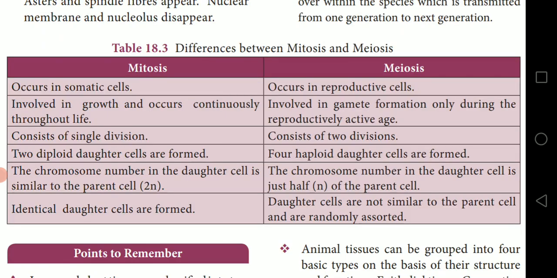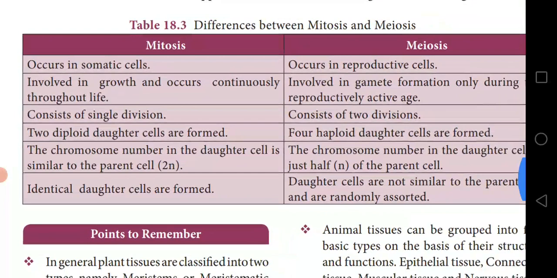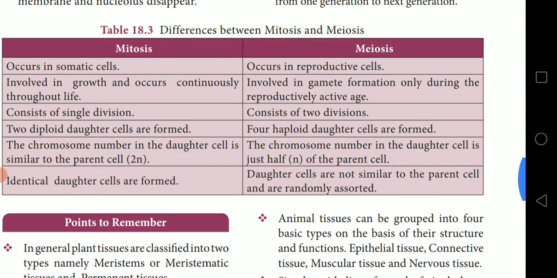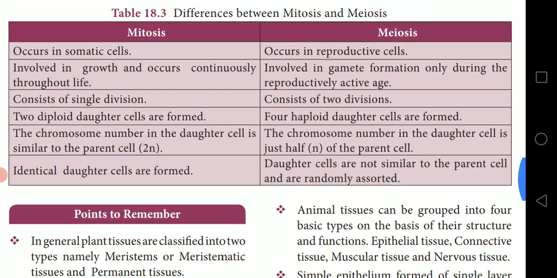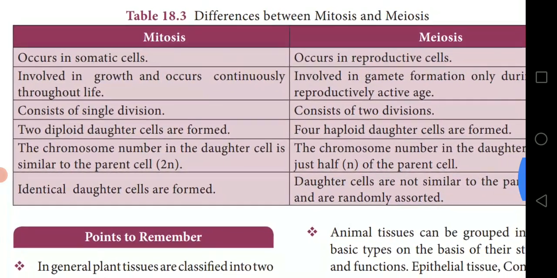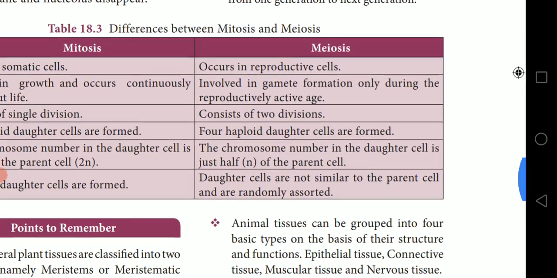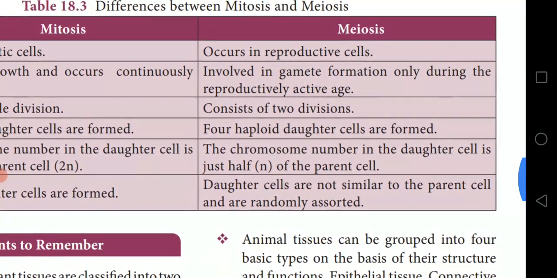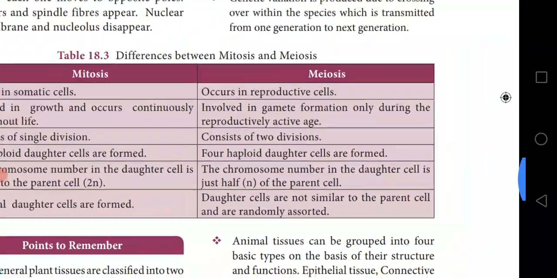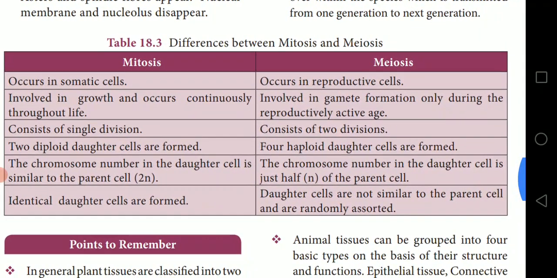In mitosis, the chromosome number in the daughter cell is similar to the parent cell, that is 2n. In meiosis, the chromosome number in the daughter cells is just half, that is 1n, of the parent. In mitosis, identical daughter cells are formed. In meiosis, the daughter cells are not similar to the parent cell and are randomly assorted. So these are the differences between mitosis and meiosis. This is very, very important.